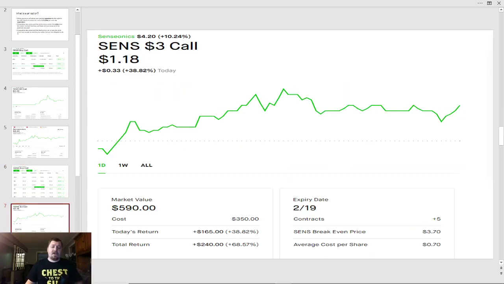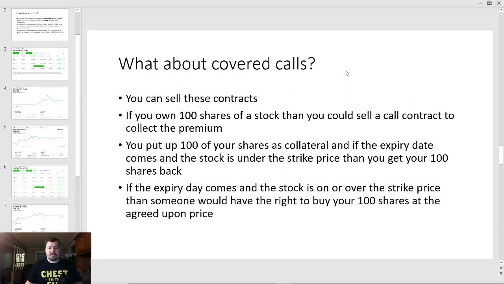Now, what are covered calls? So here's what I love about options: I can buy the calls, right? And then I can either exercise them on expiration, or I could go ahead and sell them off and make a profit on those contracts. Now, if I own the underlying stock, 100 shares of that stock, I can go ahead and sell covered calls. And when you sell these contracts, if you own 100 shares of a stock, you can sell a covered call contract to collect the premium.